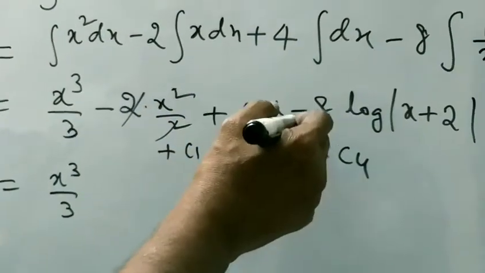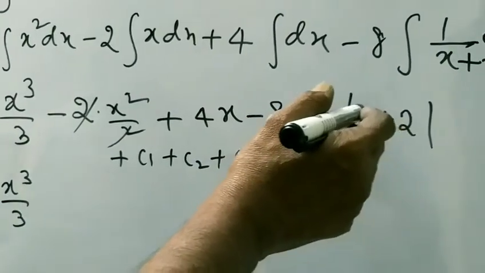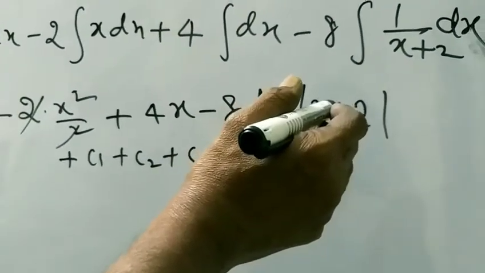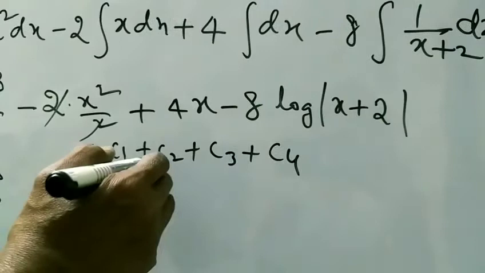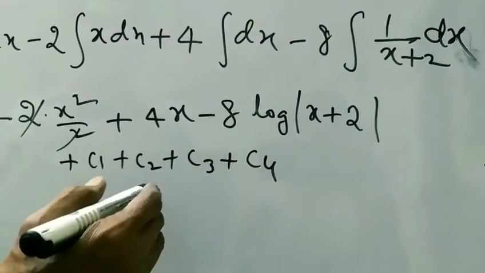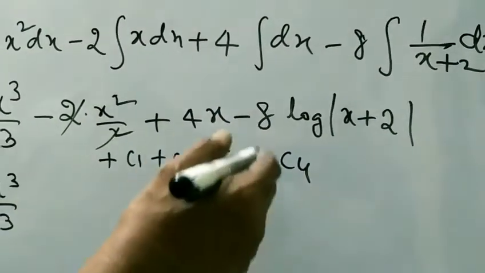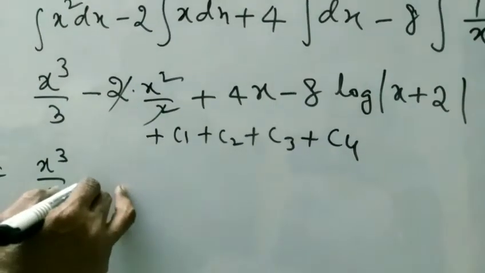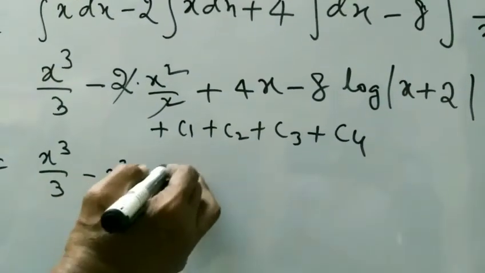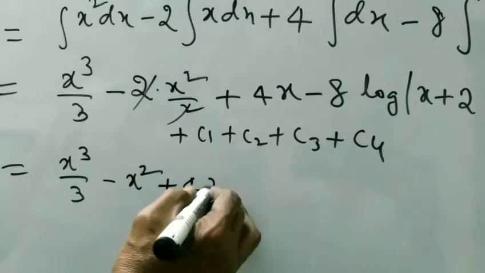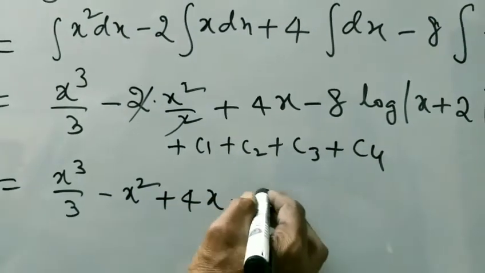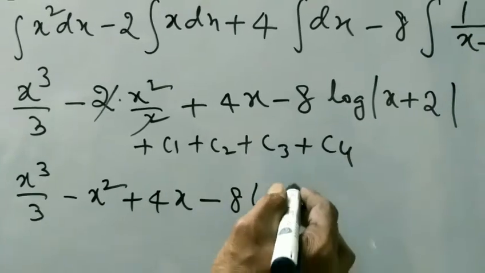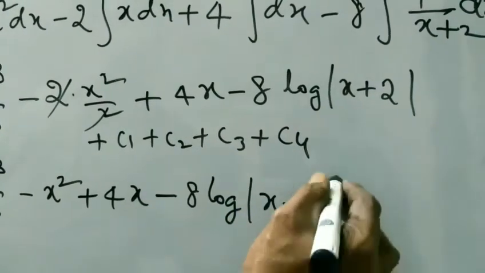Plus 4x minus 8 log modulus x plus 2, plus c1 plus c2 plus c3 plus c4. All these arbitrary constants become capital C. So x cube by 3 minus x square plus 4x minus 8 log modulus x plus 2 plus C.